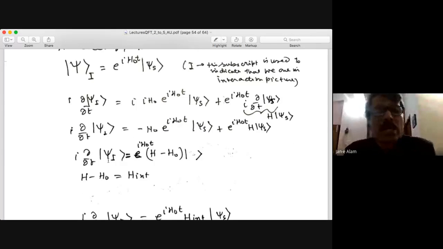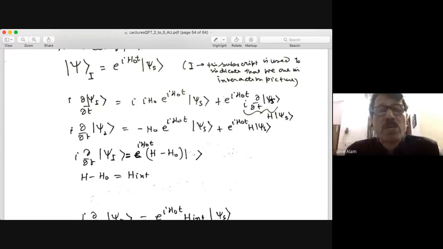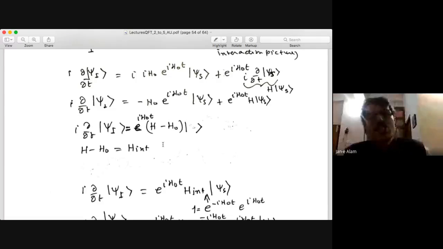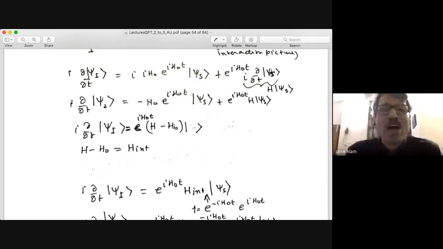Now I can write i d/dt of psi I. This H naught I can take to this side, because H naught and e to the i H naught t will commute. So e to the i H naught t, then I have H minus H naught operating on this psi I. There is a psi I here. It is very faint. Probably you have difficulties in seeing it. So now you see I have i d/dt psi I equals e to the i H naught t times H minus H naught. H minus H naught is nothing but the interaction, right? So now I have the interaction here. Only the interaction Hamiltonian is coming here. That's what I want. I want to wash out the free part.